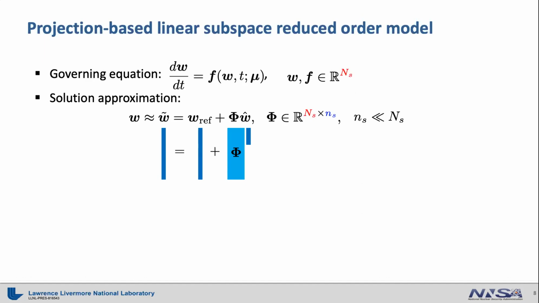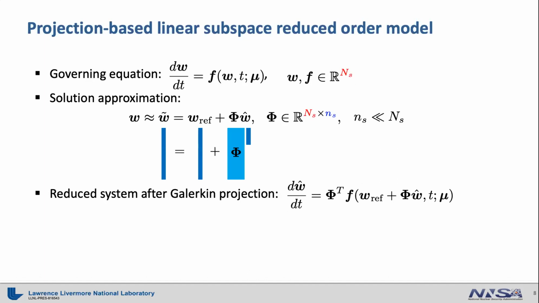Then you plug this solution representation into the governing equations. You will end up with an overdetermined system where you have more equations than unknowns. So to close the system, you apply some kind of projection. Here I have applied the Galerkin projection that gives a reduced system of ordinary differential equations.